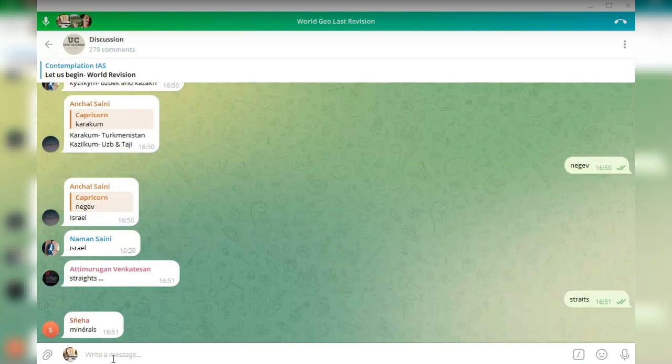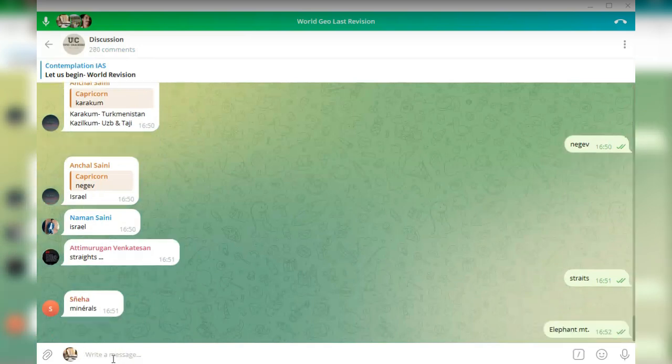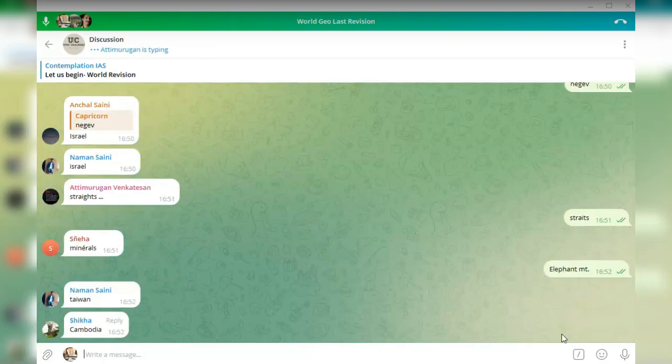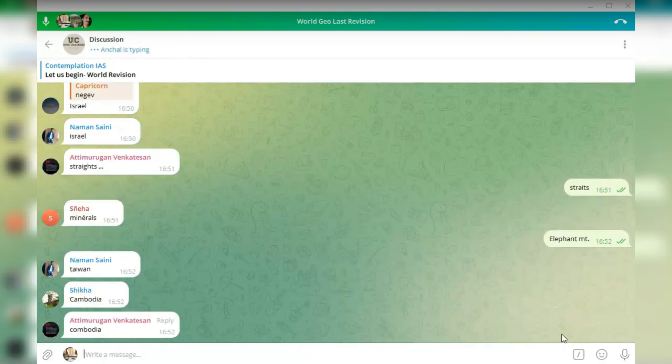Okay, first one is Elephant Mountain. Again, I would say not that important, but since we are discussing, we can discuss a bit of miscellaneous. A hint for those who don't know: Angkor Wat is there, in the same place as Elephant Mountain. So I guess this is a good hint to answer. Cambodia. Okay.